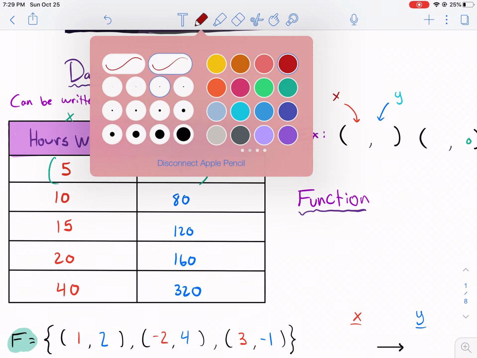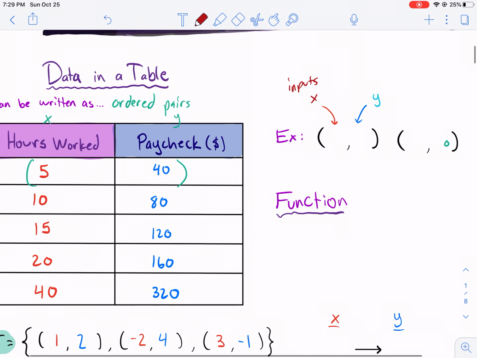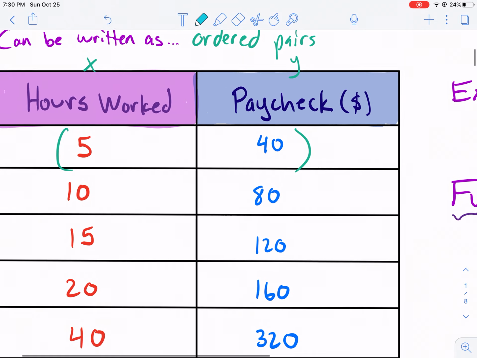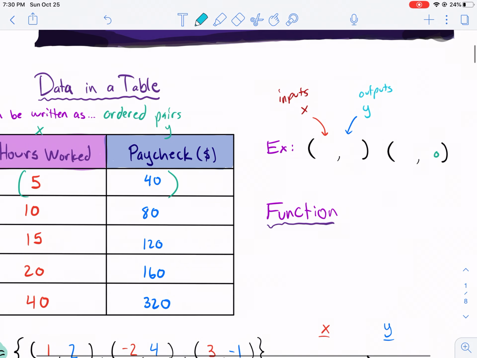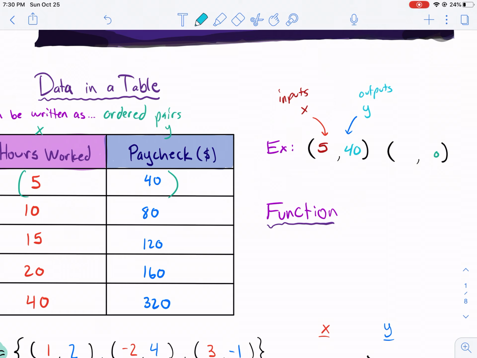Now our inputs are what we're putting into this data table, and the outputs are how the inputs are related to the inputs. They tell us what is the result of the input. So if we work 5 hours, we know we're going to get paid $40. So that would be our first ordered pair there. So data in a table can be written as ordered pairs.